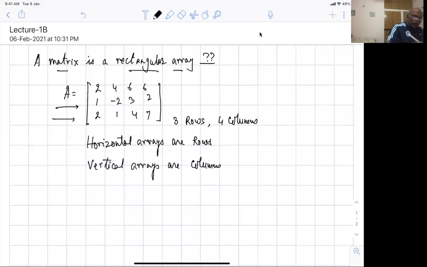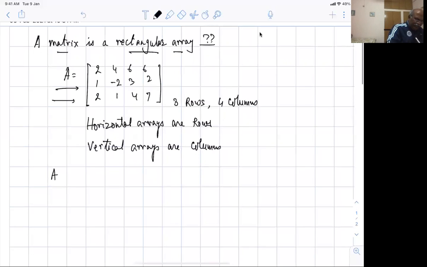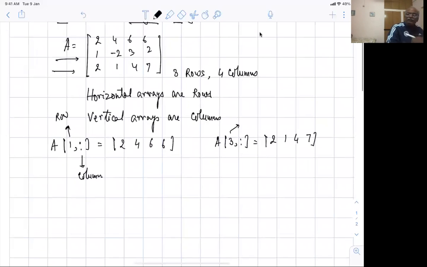Fine. So this important thing that we need to understand is how do we represent them. So when I write A of 1 and this, this part indicates the row. The first part is row. The second part corresponds to column here. So here I'm not saying any column, so it means that I'm taking all the columns. So I'm looking at the first row here. The first row is nothing but 2, 4, 6, 6. If I want to look at the third row, suppose, the third row will be nothing but 2, 1, 4, 7. This is the third one. So these are the rows that I'm looking at. The first part corresponds to the row.